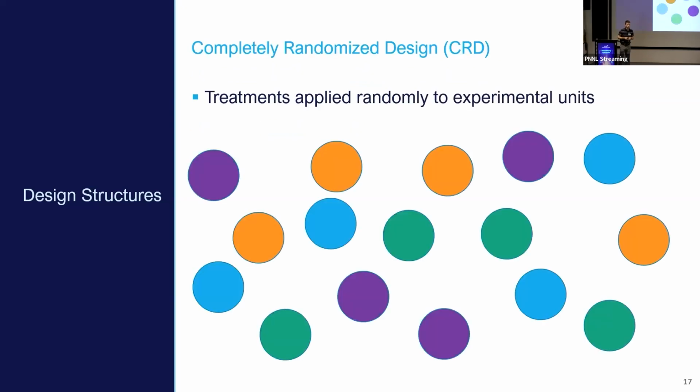The first one of those 4 is the completely randomized design. This is when treatments are applied randomly to experimental units. This is probably the simplest way to apply randomization. It just means that if in this case we have 4 different colors which represent treatments, each circle has about a 25% chance of being assigned to any of those 4 different colors. There's not really any more underlying mechanism behind it.